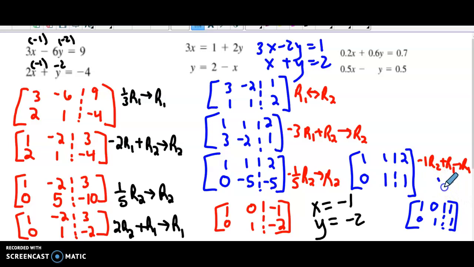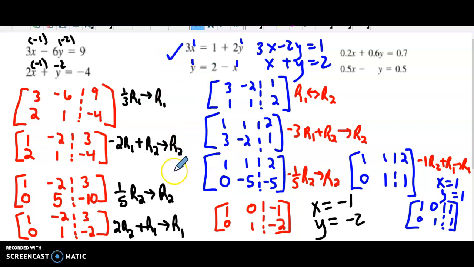So it looks like x is 1 and y is 1. That was exciting. Let's see, if x is 1 and y is 1, I have 3 equals 1 plus 2. Yep. If x is 1 and y is 1, 1 equals 2 minus 1. Yep. 1, 1 worked out.